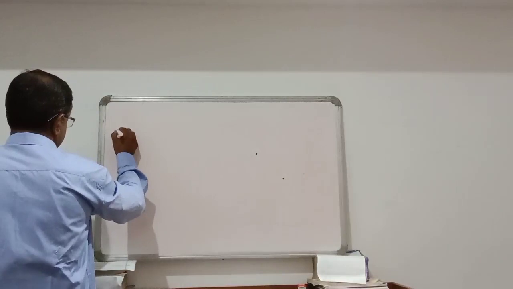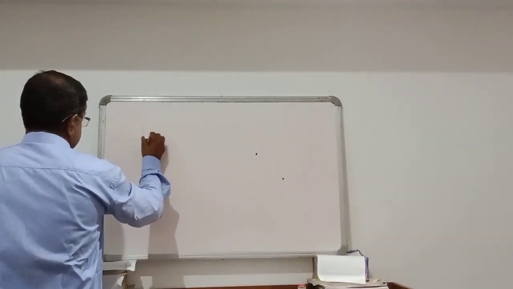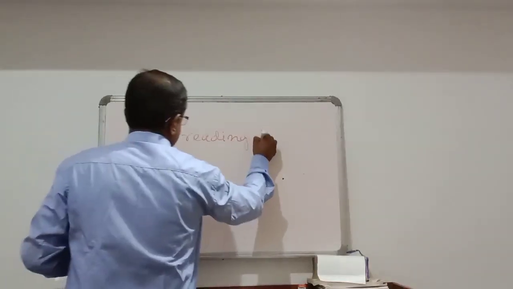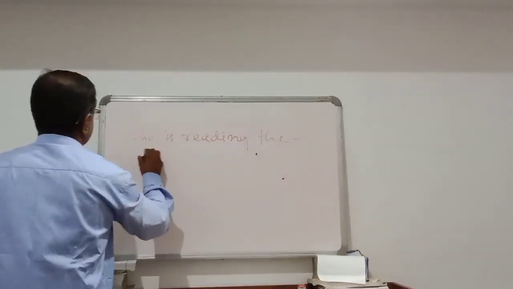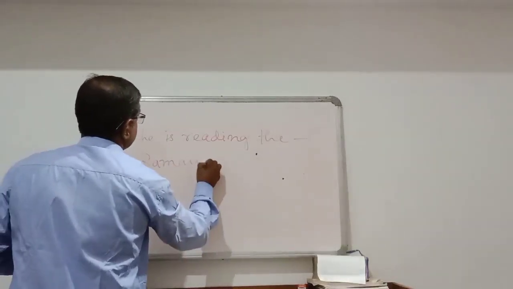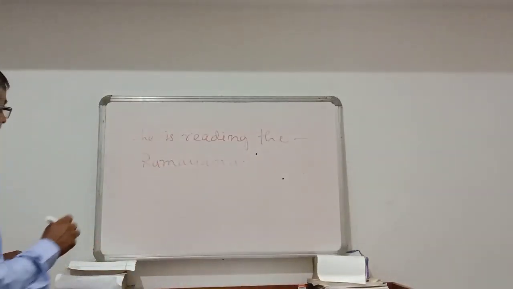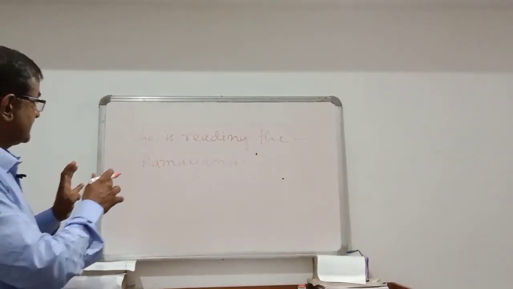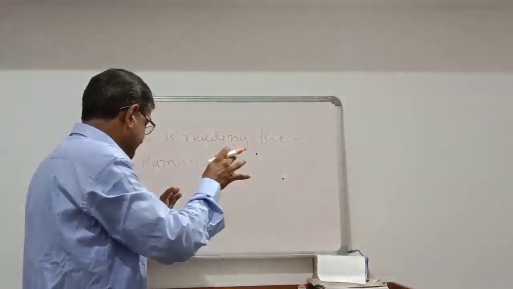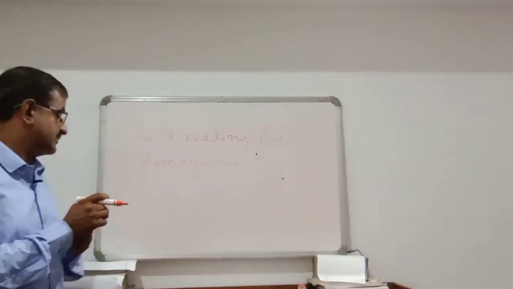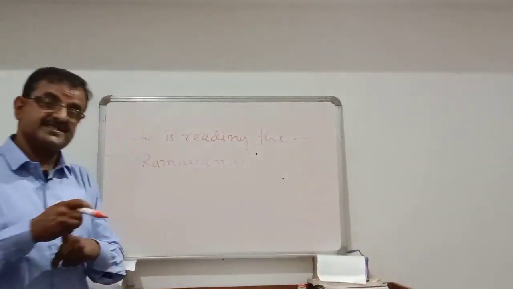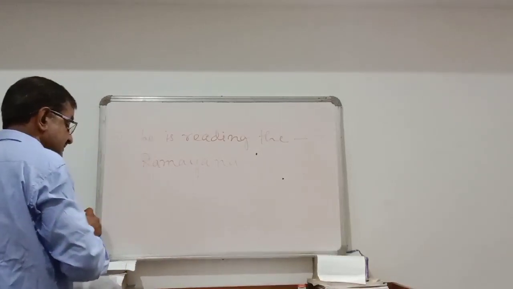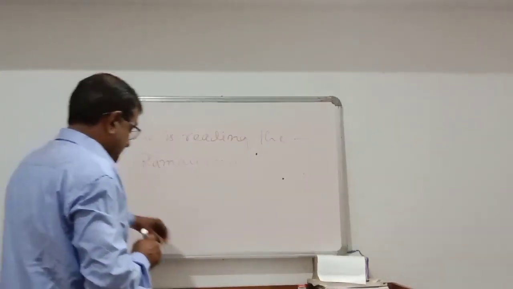As for example, you see, she is reading the Ramayana. She is reading the Ramayana. It is still going on. That means it is progressive. It is incomplete, going on. And the actual present moment now. Present continuous tense describes the actual present moment now, and it denotes an action in progress.